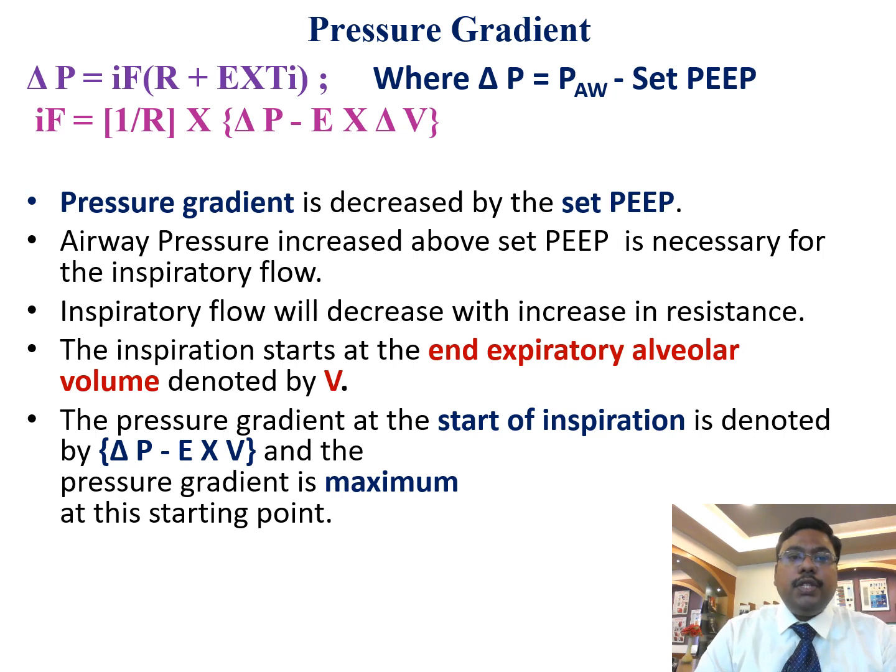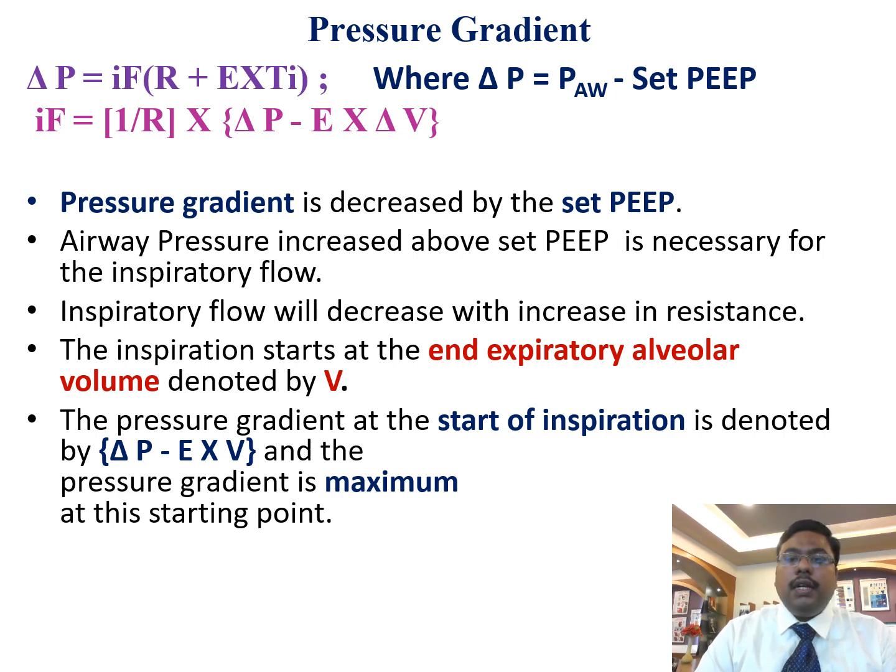So the relation is delta P equals inspiratory flow times resistance plus E times Ti, and inspiratory flow is equal to 1 by resistance times delta P minus elastance times delta V. The pressure gradient is decreased by the set PEEP, because pressure gradient is equal to airway pressure minus set PEEP. And airway pressure increased above set PEEP is necessary for the inspiratory flow. The inspiratory flow will decrease with increase in resistance.